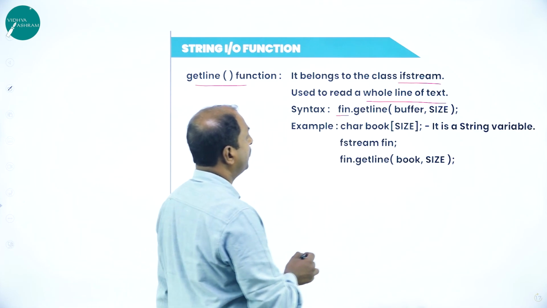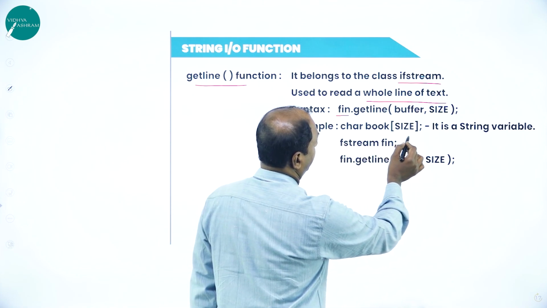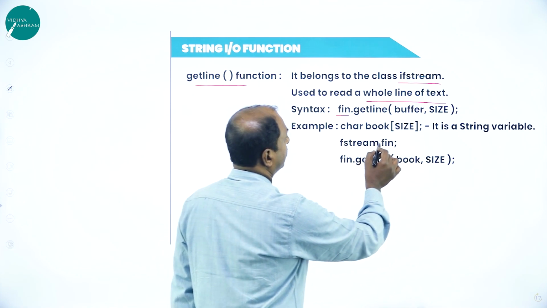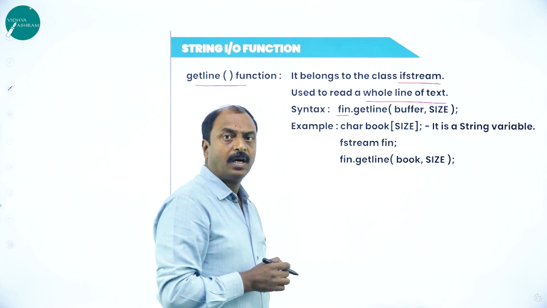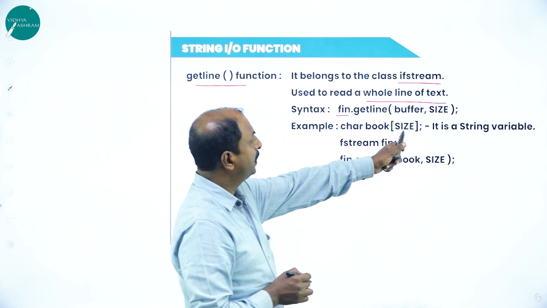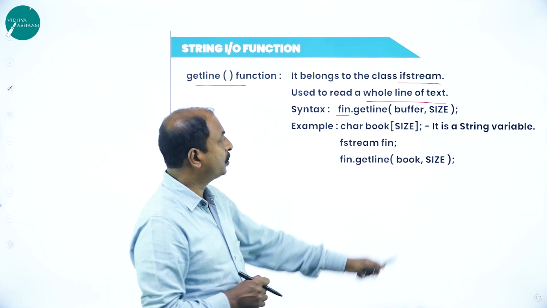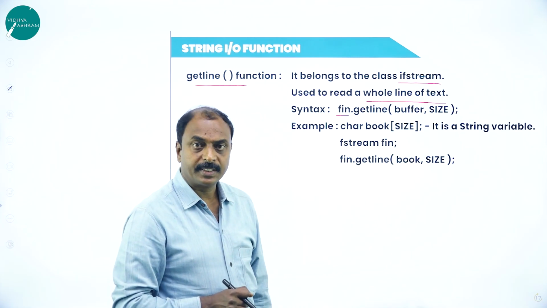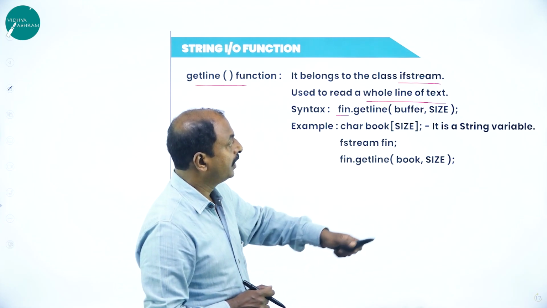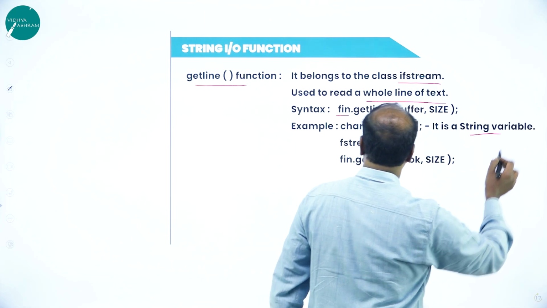So here, for example, char book[size];. This book is a string variable, and it stores size characters. Suppose it is an integer pointer here, so it takes that many characters as a string. It is a string variable.